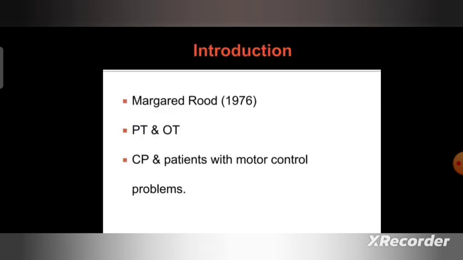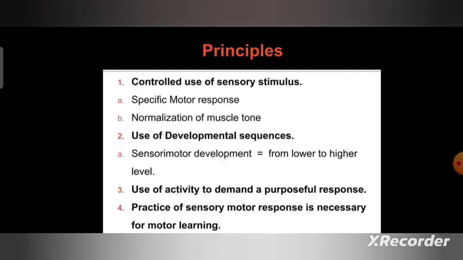So, in this presentation, we will be discussing the ROOD's approach. First is the introduction. The ROOD's approach was developed by Margaret Rood in 1976, and it is used in PT, that is physiotherapy, as well as in OT, occupational therapy. ROOD's approach is mainly used in neurological patients such as CP children, that is cerebral palsy, and patients with motor control problems.